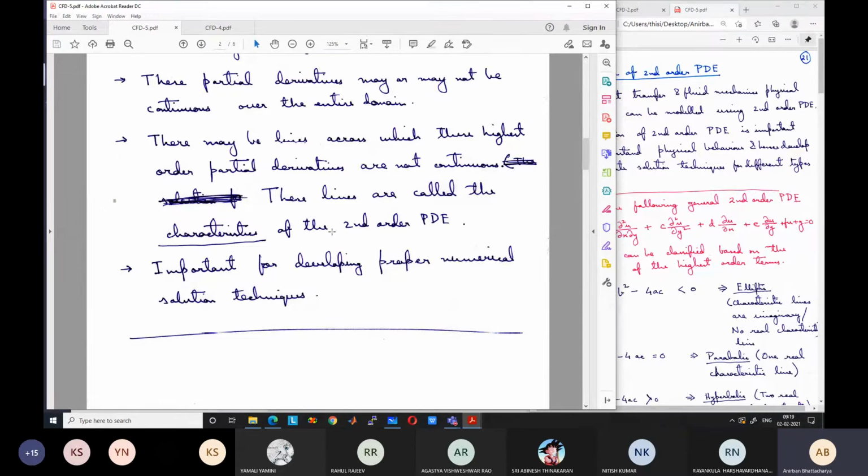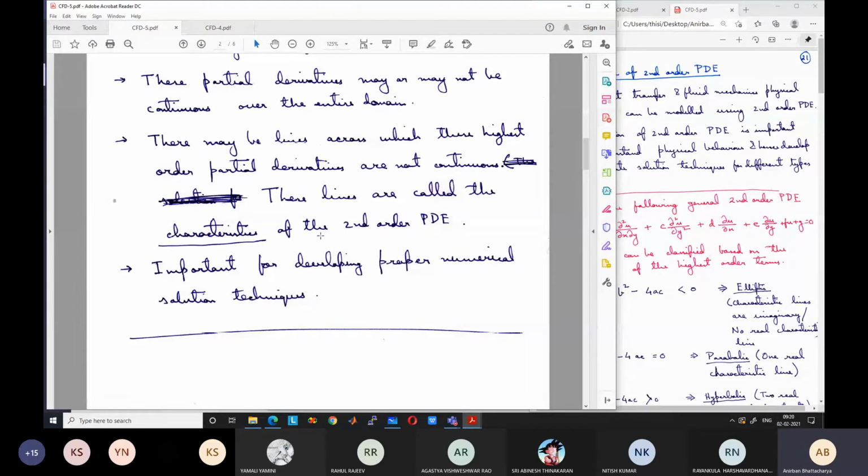So we should be able to capture this type of discontinuity in our numerical algorithm, numerical technique. Depending on the type of characteristics, whether there are two characteristics, one characteristic or no characteristics, our solution technique will change, and that's why it is important to know the behavior of these second order PDEs.